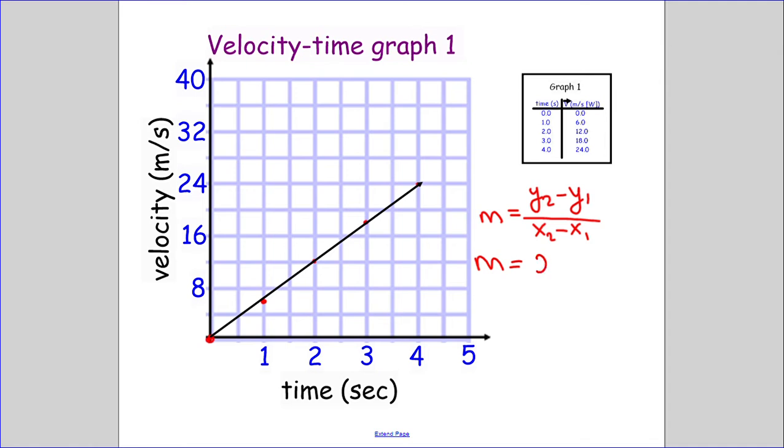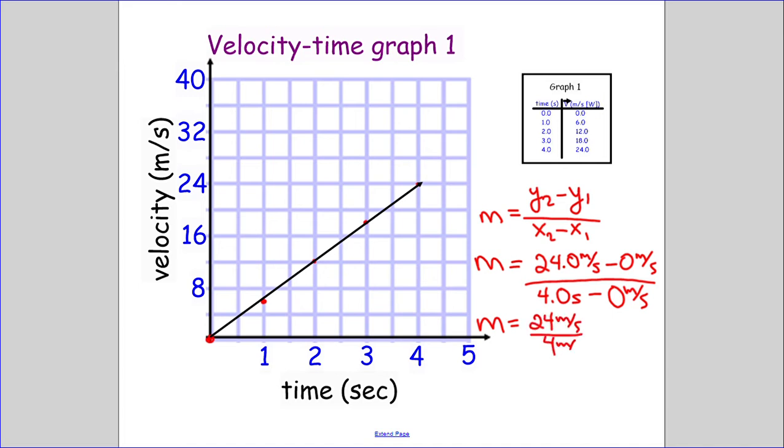So 24.0 meters per second minus 0 meters per second. Okay, first point and last point over top of my x2 value, looks like it's 4 seconds, over top of 0 meters per second. So my slope here looks like it's 24 meters per second over 4 seconds. So that looks like it's going to give me 6.